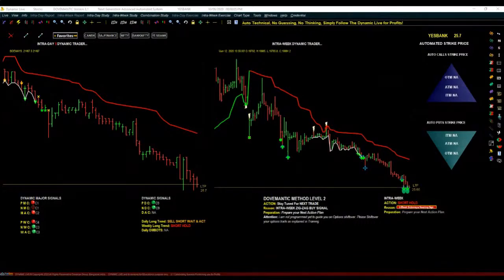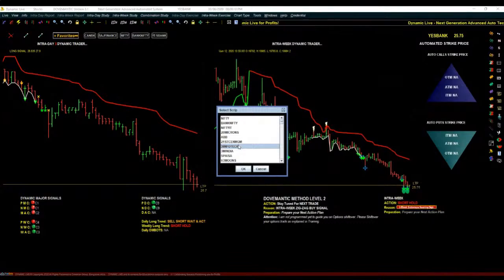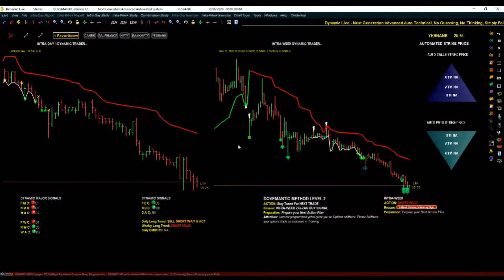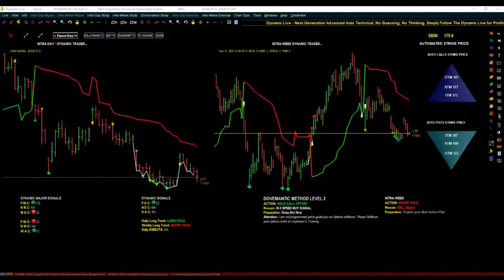This is the case of Yes Bank. Let us check some other script. Any script that you want to check. Now, Mr. Sukumaran wants to check about SBI. Let us check what's happening in SBI. As you can see here in SBI, it is telling us to hold call option.